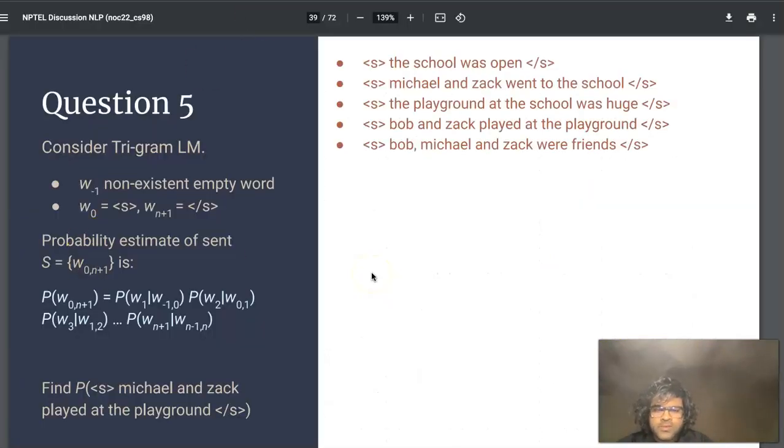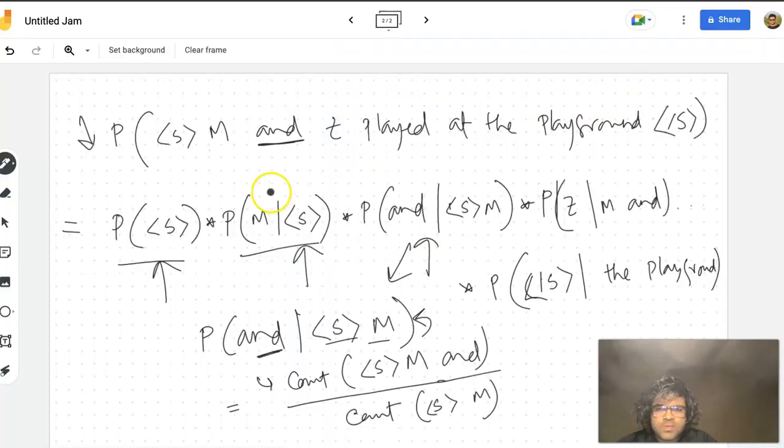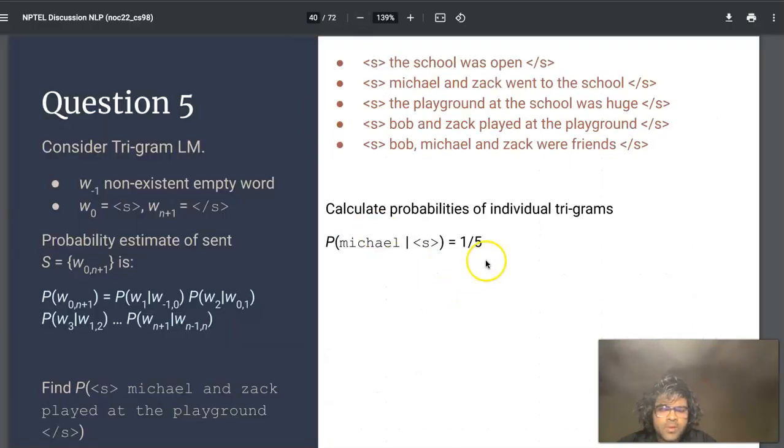So let's see how they have done this. First, they are starting with this. They are just ignoring the start symbol, but ultimately they will multiply. So just think: given the start, what is the probability of m? How will they calculate this? The start symbol occurred 5 times, and out of these 5, only a single time is the start followed by Michael. So the probability of this thing is 1 by 5.